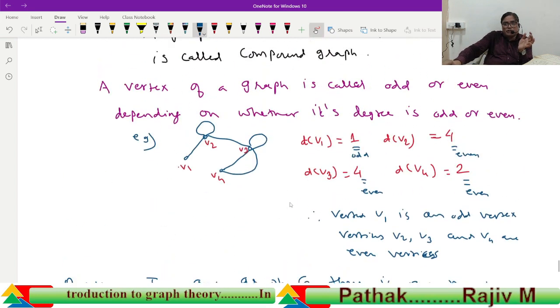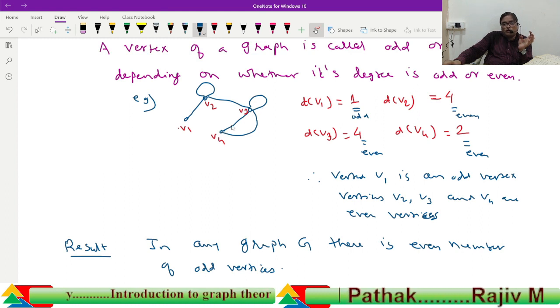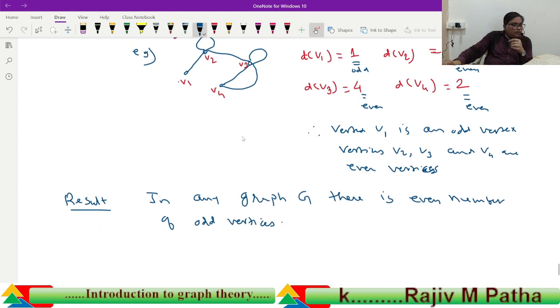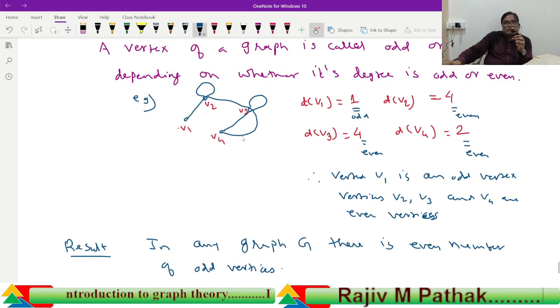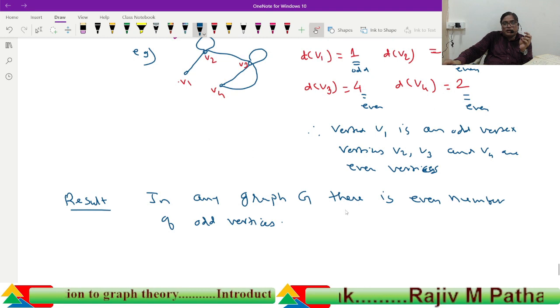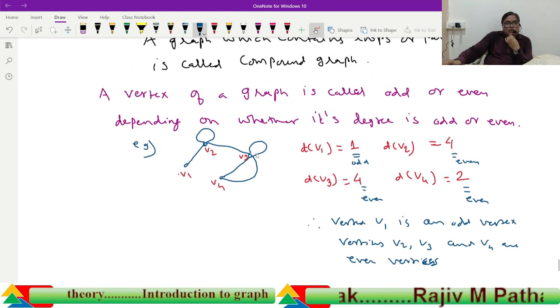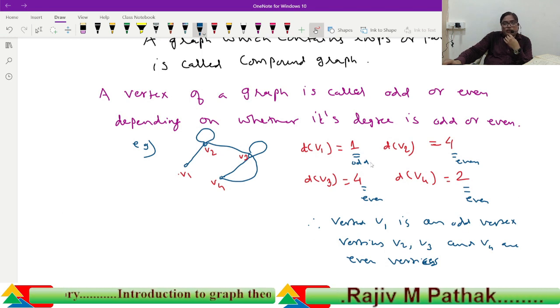But just a minute, I have a doubt here. Here the degree of V1 is 1 and the degree of V2 is 1, 2, 3, 4. The degree of V3 is 1, 2, 3, 4 and the degree of V4 is 1 and 2. Just a minute. In any graph G there is an even number of odd vertices. So here the odd vertex is only one, V1. So only one vertex is odd here, and we require one more. Just a minute. Let's check the degrees, whether we have counted them properly or not.